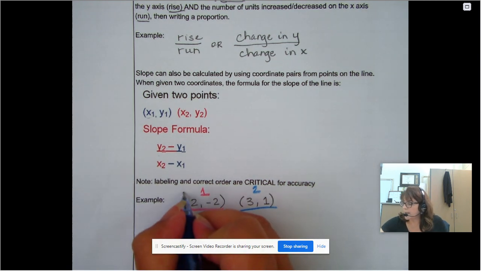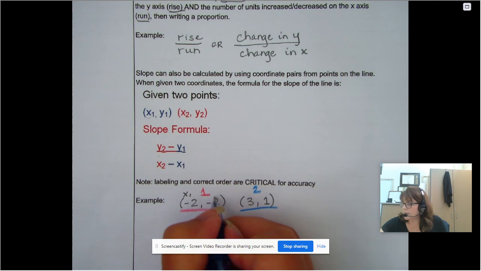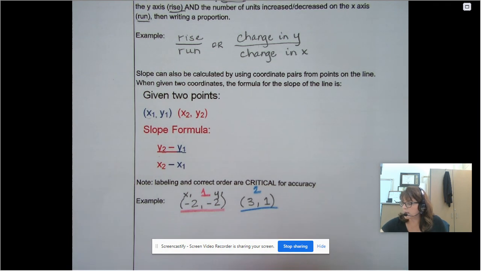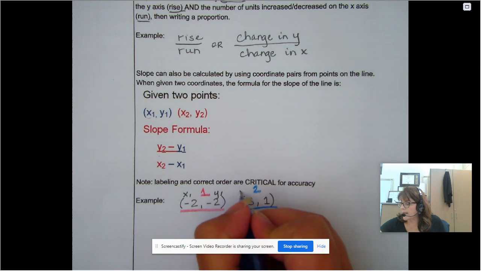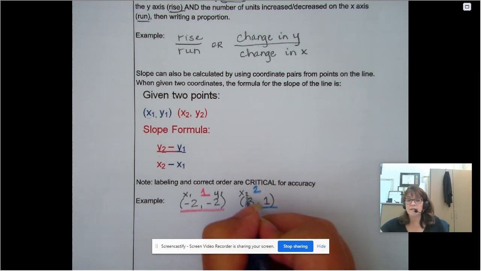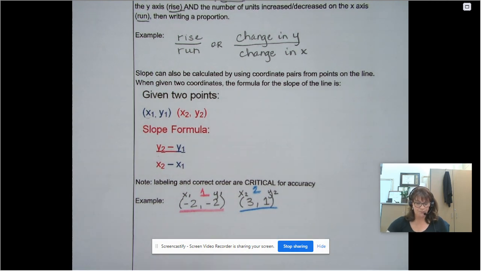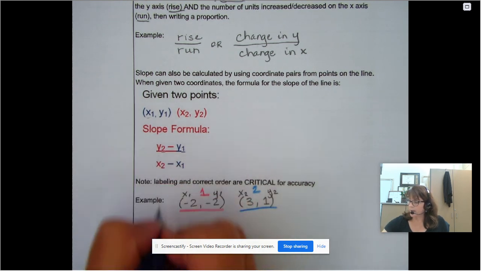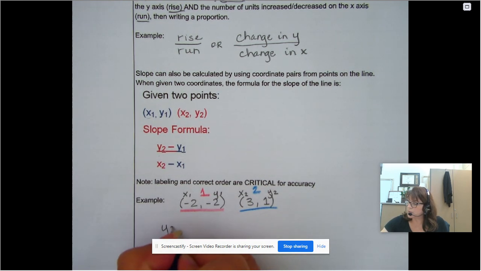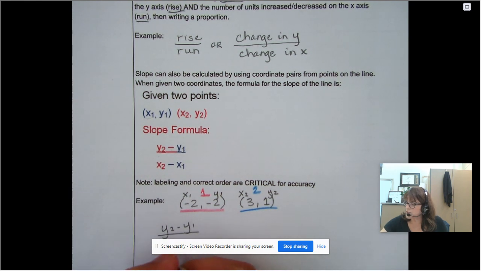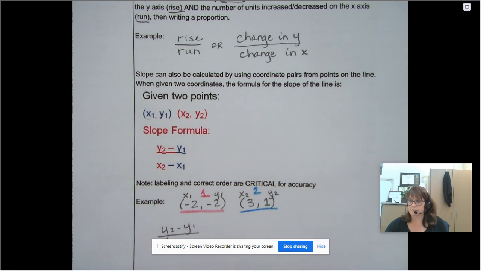We're going to call this one x1. We're going to call this side y1. We're going to call this one x2. Now notice this is not an exponent. We're not using it that way. This is a subscript number, and we're just using it to mark which one it is. And we're going to mark this one y2. So the formula, just copying right from here, is y2 minus y1 over x2 minus x1.